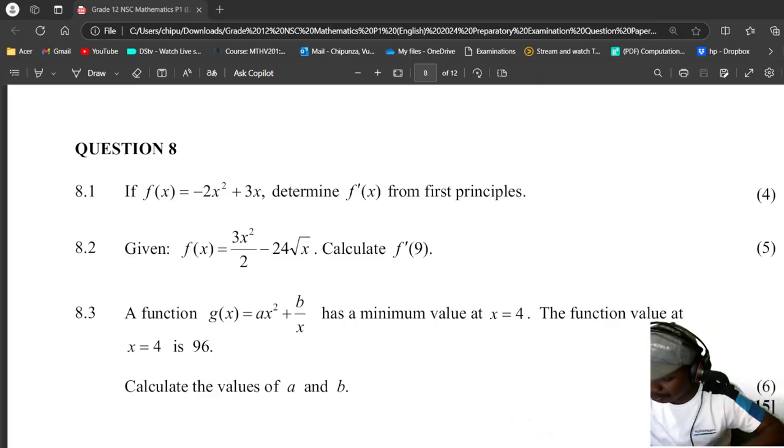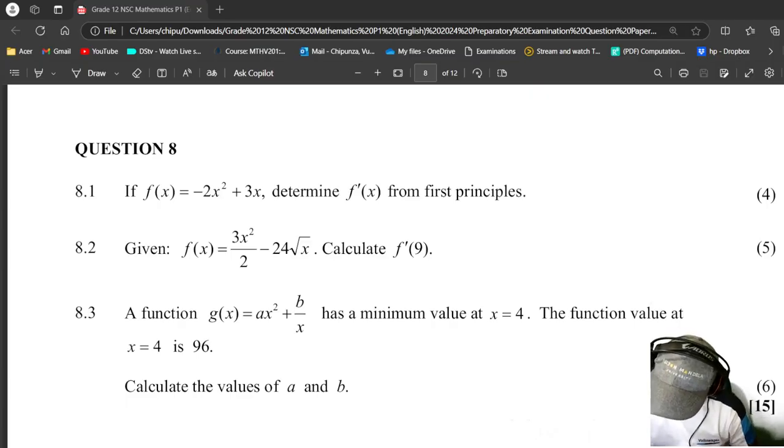Question 8. If f of x is equal to negative 2x squared plus 3x, they say find f prime, the first derivative of x, from first principles, which means we need to use the long method without doing shortcuts.